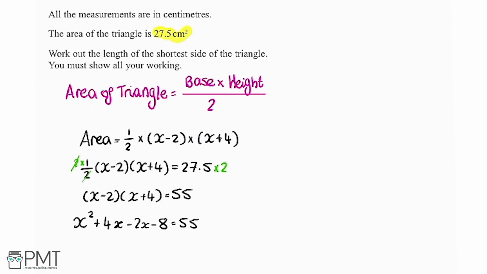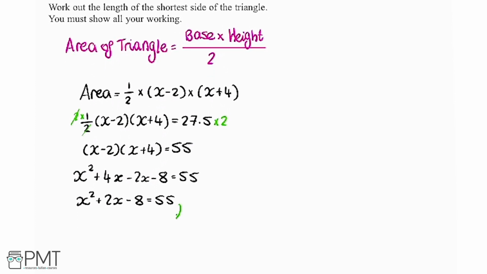So I'm going to tidy this up. So I'm going to have x squared still. But I'm going to do 4x minus 2x, which gives us 2x. I'm going to have the minus 8 here and the 55. And next, I'm going to subtract 55 from both sides, giving us x squared plus 2x minus 8 minus 55, which is minus 63. And that's going to equal 0. So what we've now got is a quadratic equation that we can solve.